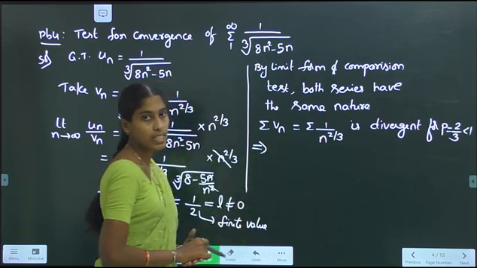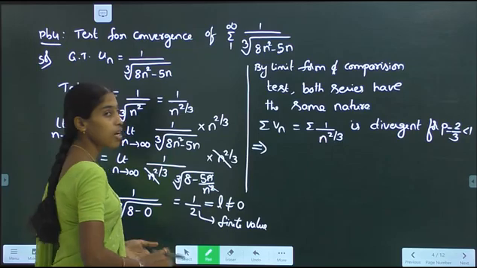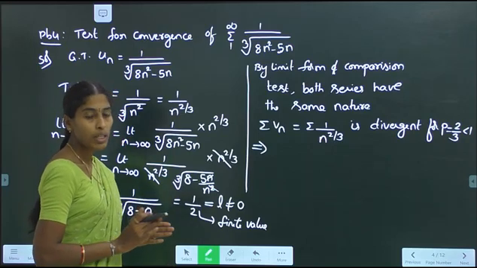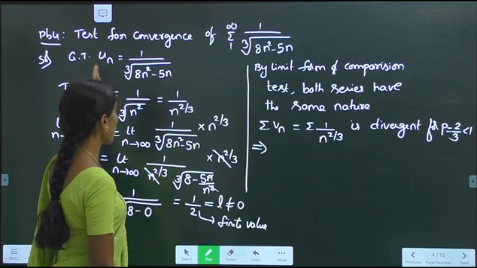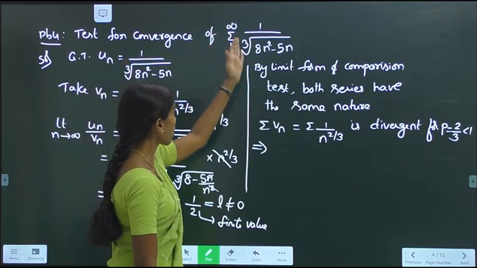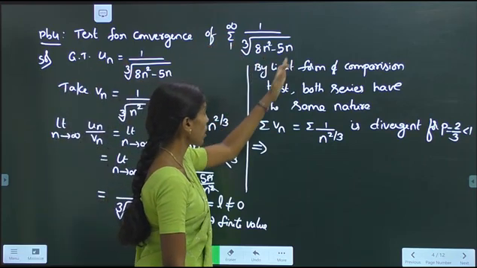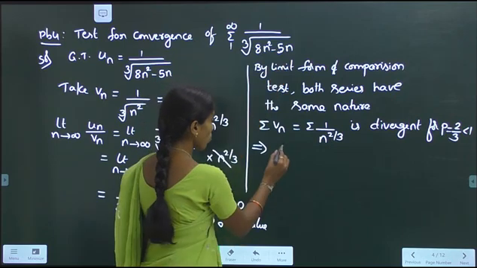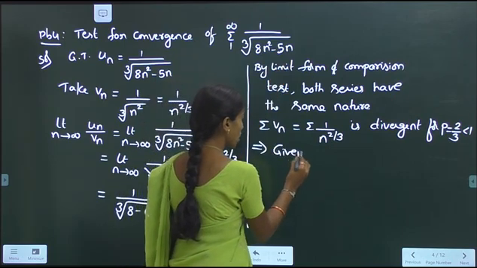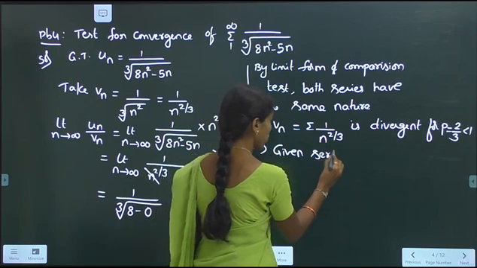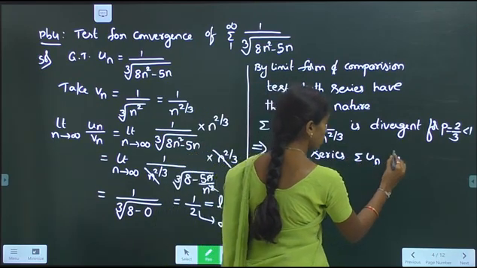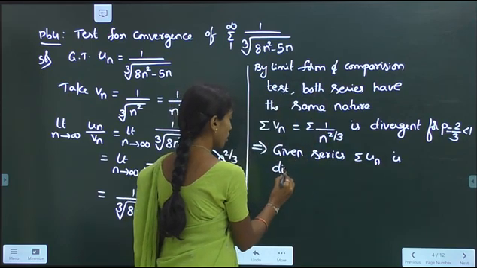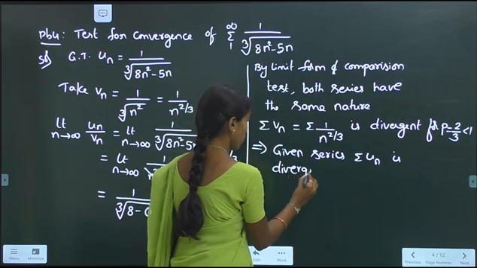Because sigma Vn is divergent, sigma Un is also divergent. What is Un? Un is sigma 1 by cube root of 8n square minus 5n. So this implies the given series, summation Un, is divergent.